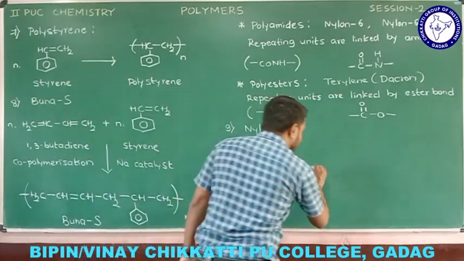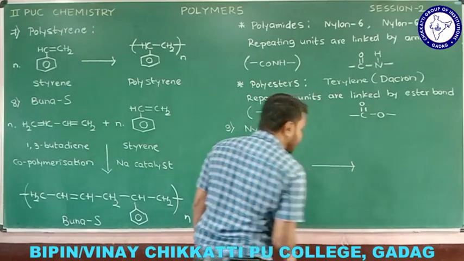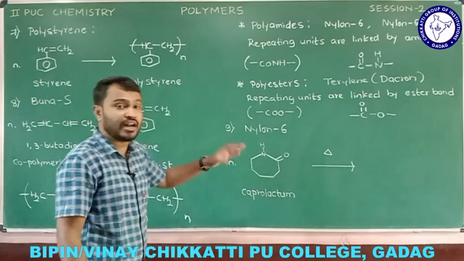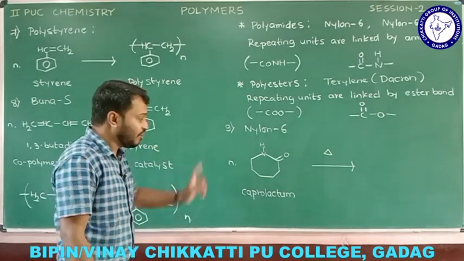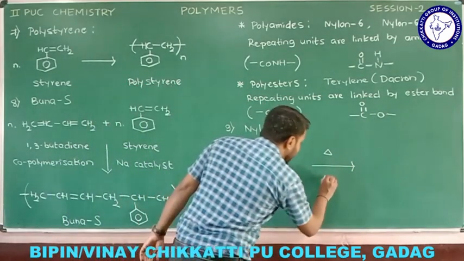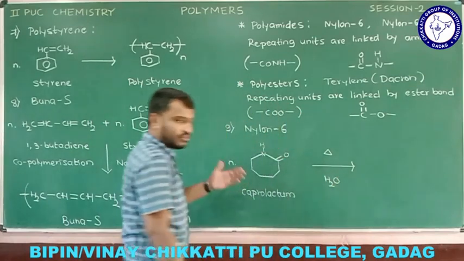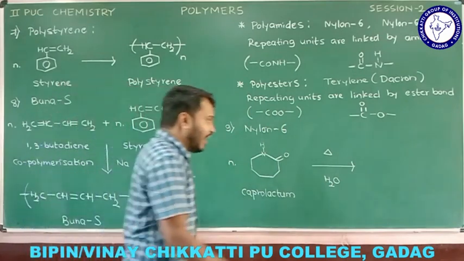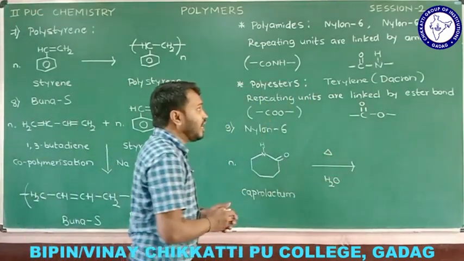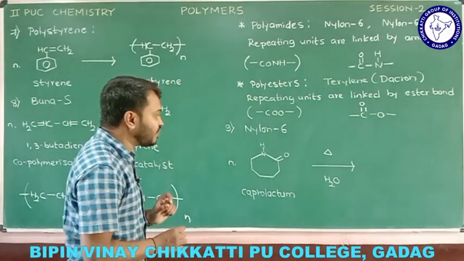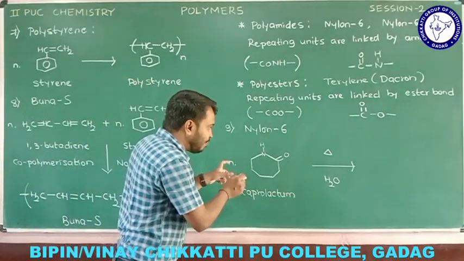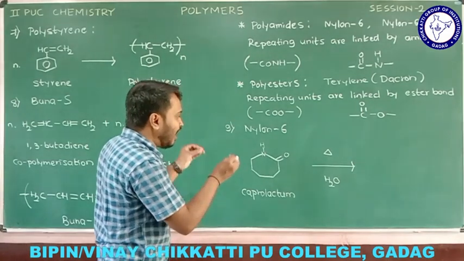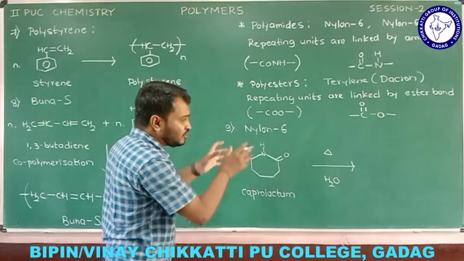One special condition we have in this particular example: we are supposed to heat the caprolactam. Try to know, this is a special case. For nylon 6, we have to heat the caprolactam in the presence of water, and we are going to get the structure that will be nylon 6. In this particular example I cannot show you how the water is eliminated and how it is linked, since it is a complex structure.